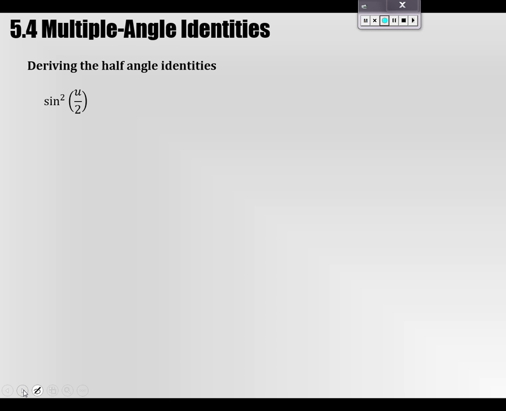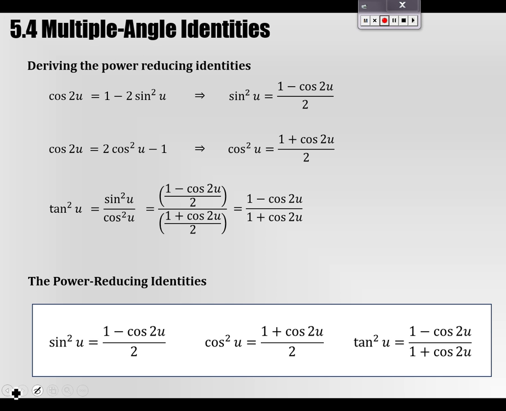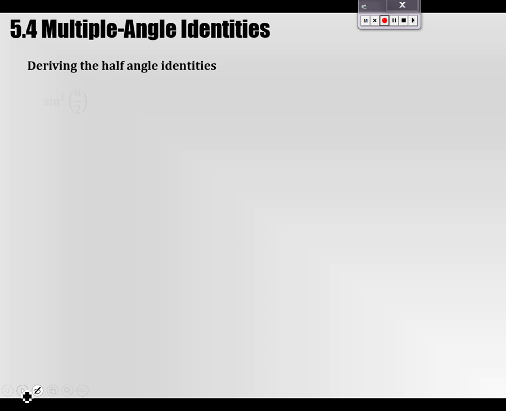Now consider sine squared of u over 2. Do you still need this for a second, Noah? You good? All right, listen, please. Can you guys stop talking? Noah's going to ask the question first, and then I want to talk about the half angle identities here.